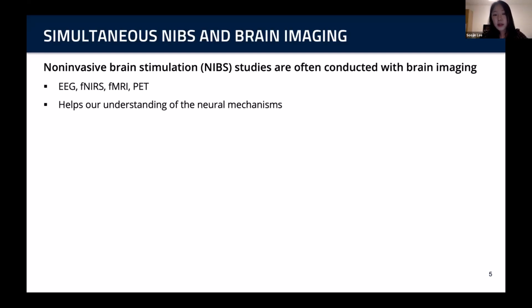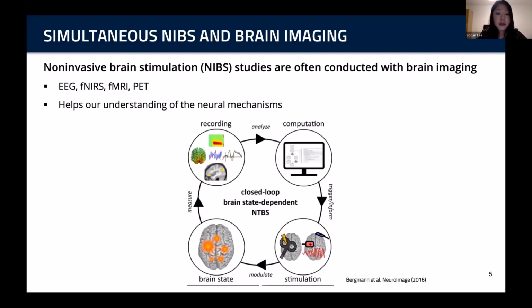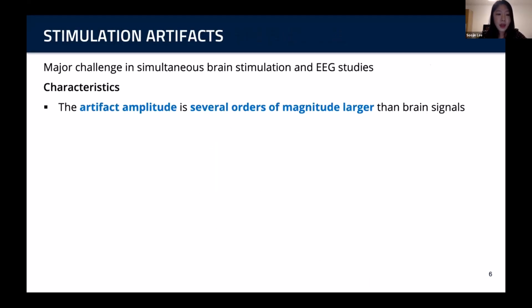And EEG is particularly valuable for non-invasive brain stimulation studies because it is able to record brain activity with high temporal resolution, and we can access the data almost instantly with modern computers, which we can utilize further to explore more advanced stimulation techniques such as closed-loop stimulation. However, the high voltage stimulation artifacts tend to completely dominate the EEG signals, and identifying ways to properly analyze the EEG acquired during stimulation has been a major challenge to date due to several reasons.